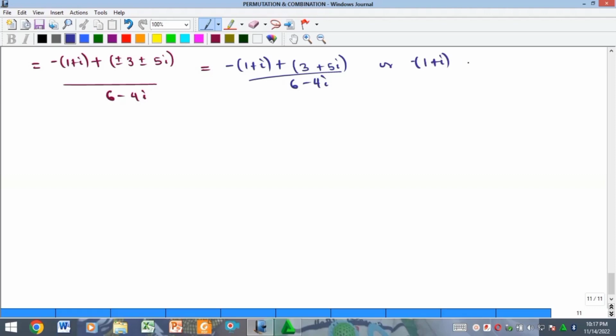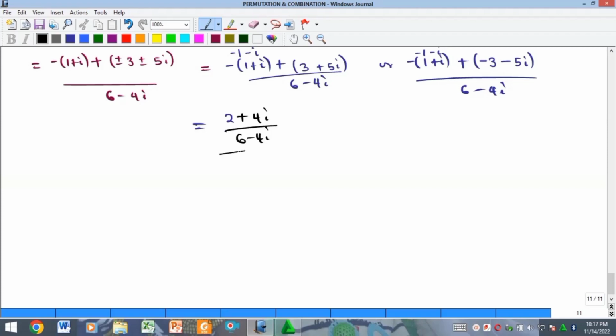Then when, remember there is plus here, so when A is minus 3, then B is also minus 5i. And so here we have 6 minus 4i. So now if we open this bracket, remember this is going to be minus 1 minus i. The same thing here, minus 1 minus i. So minus 1 plus 3 will be equal to 2. And then minus i plus 5i will be equal to 4i. And that will be all over 6 minus 4i.